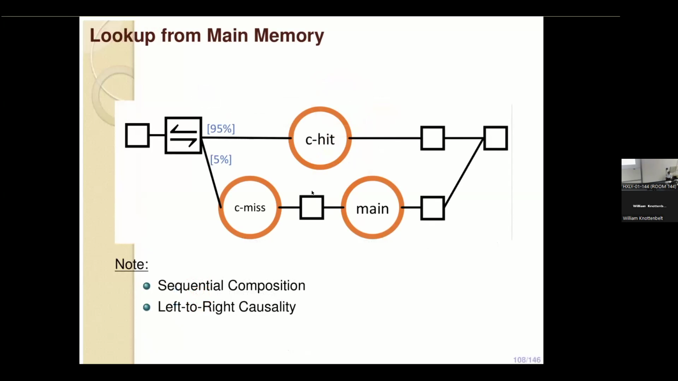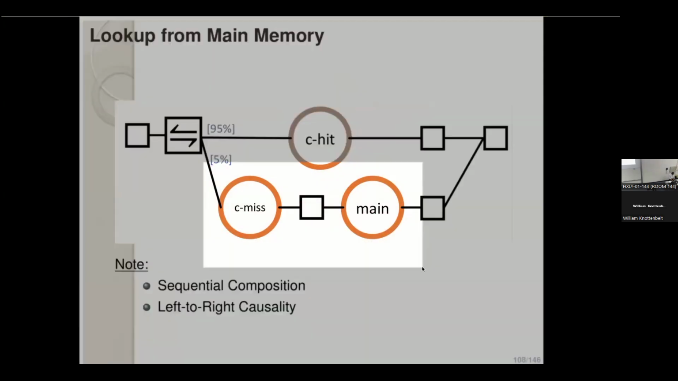Now, what happens when you have a miss? You have to go to the main memory. So that's our sequential composition here at the bottom in this branch. Right now, on my slides, there is this left to right causality convention. So if something is to the right of something else, and there is a line between them, it means that one is causally dependent on the one to the left of it.